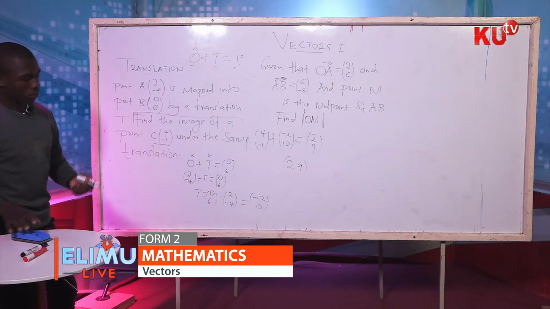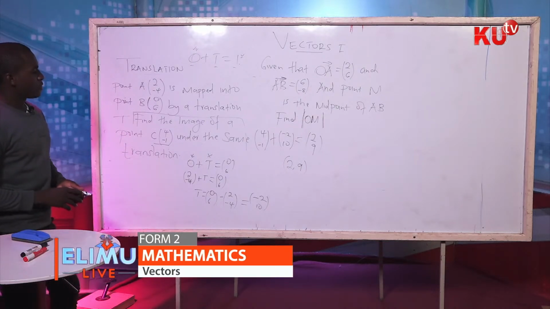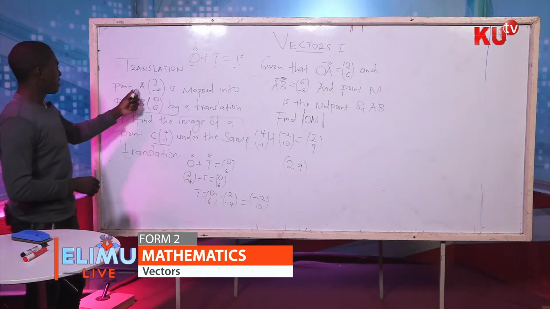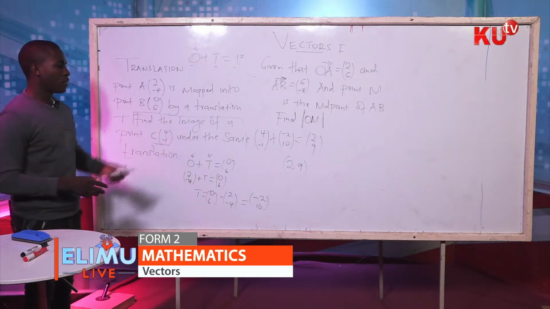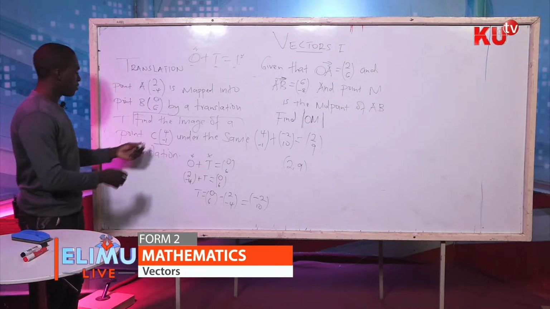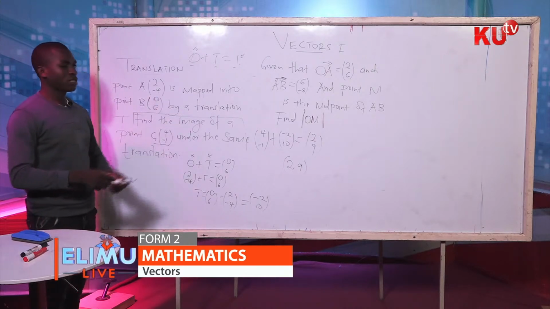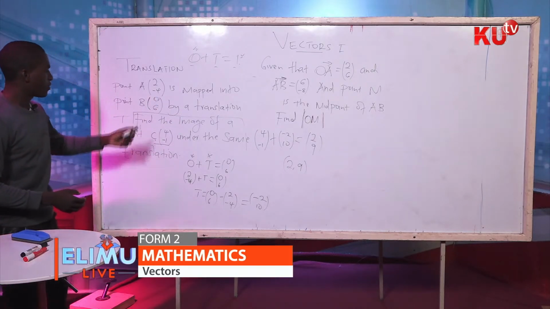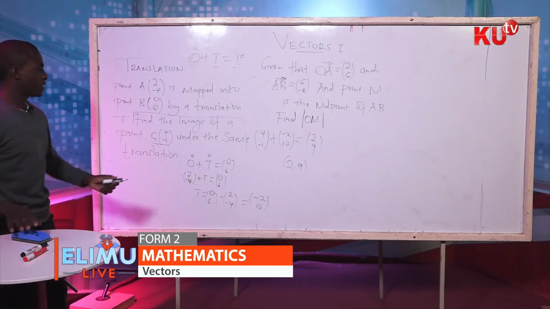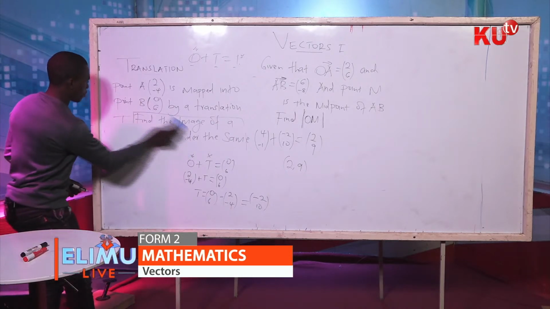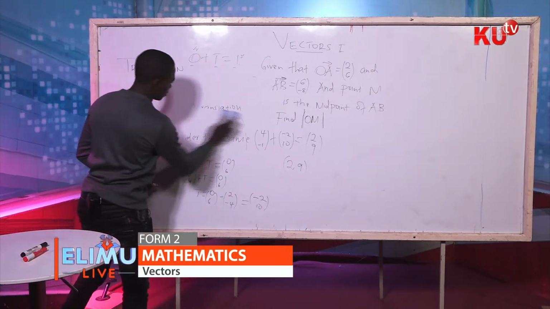Good. So this is how they normally set the question. They will give you the first information to help you find the translation. And then you'll be asked to find the image of another point C using the same translation you found in the first part. So you should be able to interpret the question before you work it out. And that needs practice. So this is the assignment on translation.